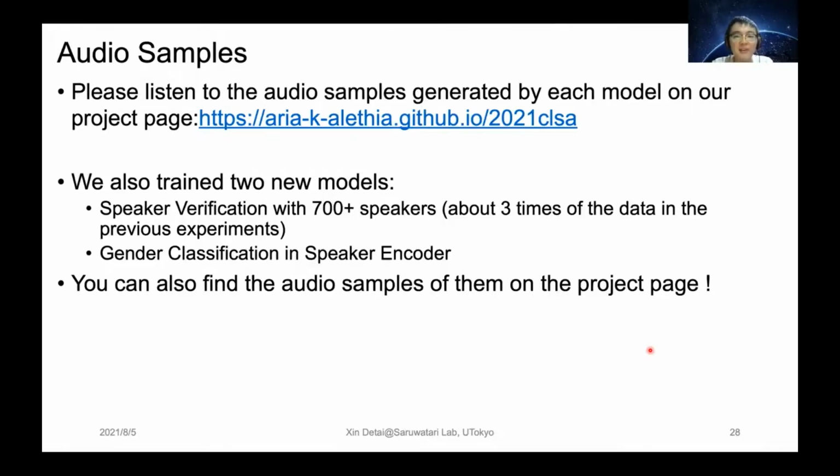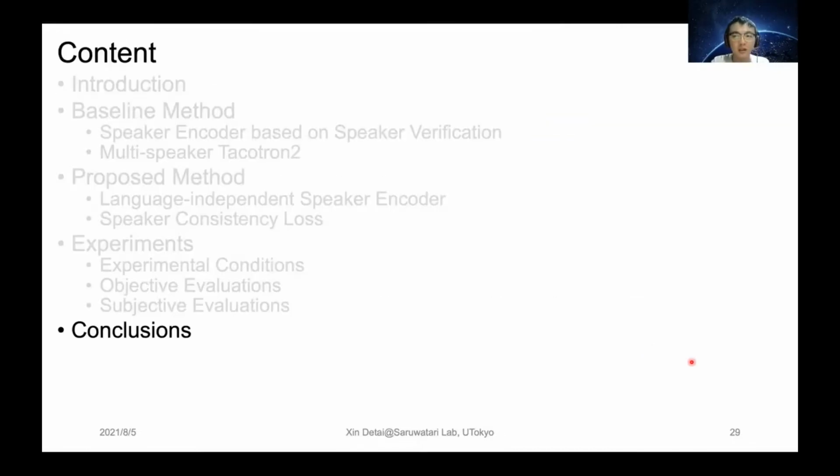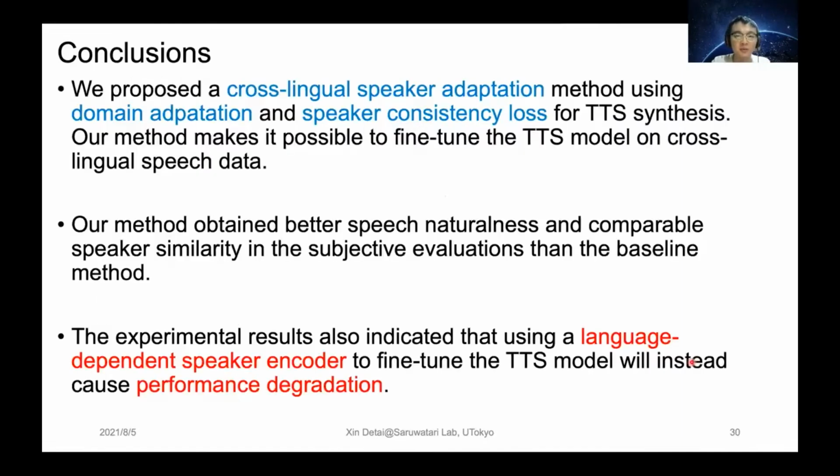Besides, we also trained 2 new models. The first model uses about 700 speakers to train the speaker encoder, which is about 3 times the data used in the previous experiments. The second model is trained by augmenting the speaker encoder with another task, gender classification, which can help the TTS model to avoid gender errors in the synthesized speech. Although we haven't conducted evaluations on the new models, you can also find the audio samples synthesized by them on our project page.